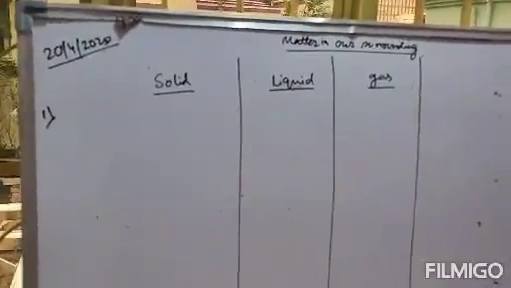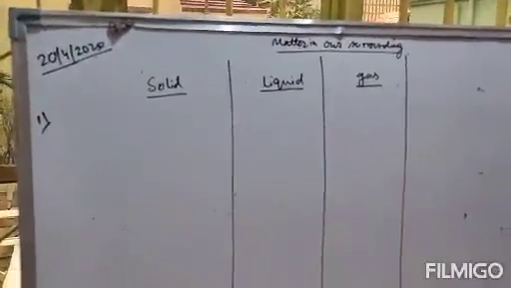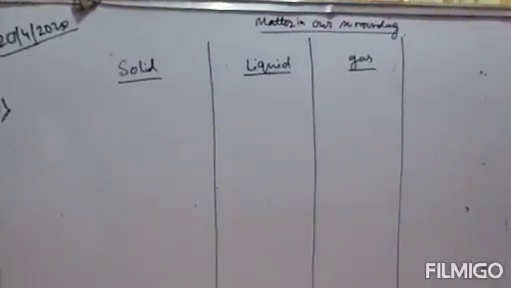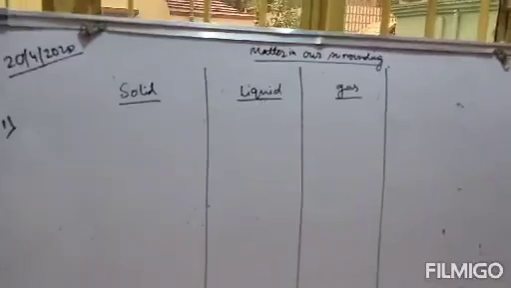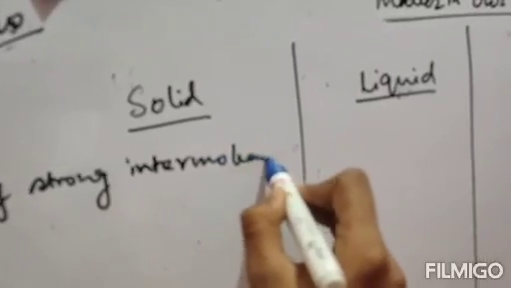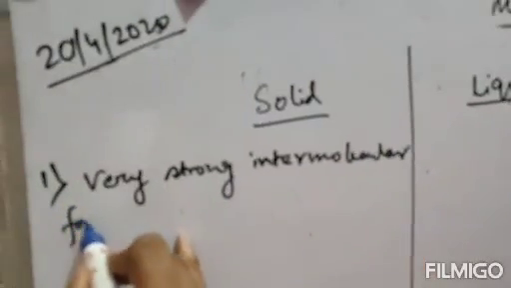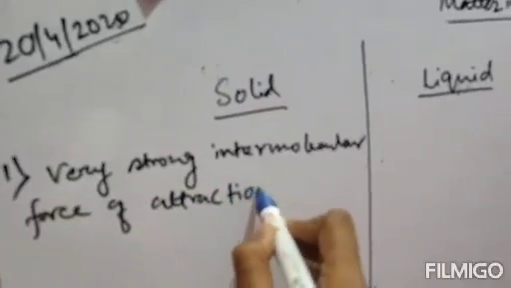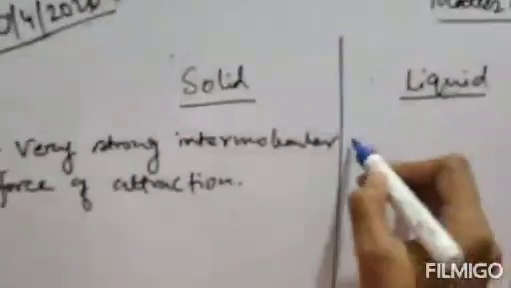What is the intermolecular force of attraction? The attractive force between the two molecules is known as intermolecular force of attraction. So this intermolecular force of attraction is very strong in solid. Clear? So we will write very strong intermolecular force of attraction.